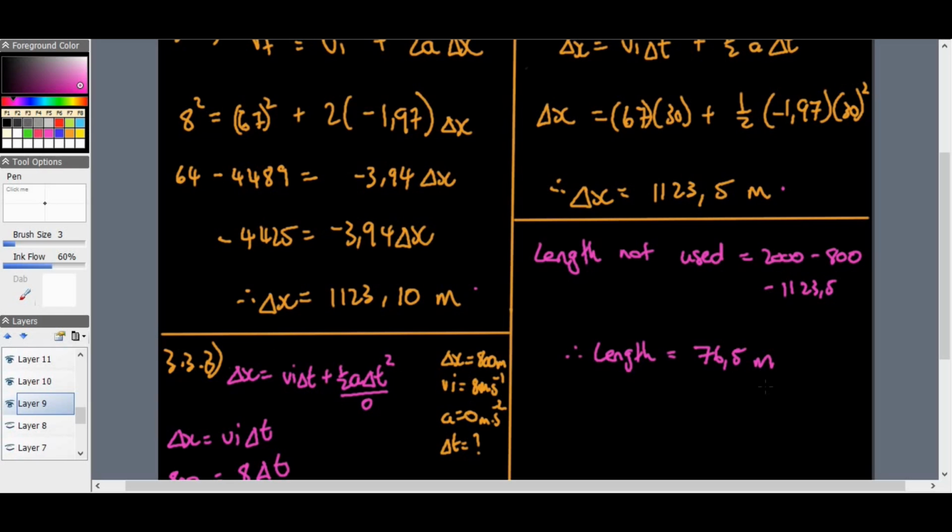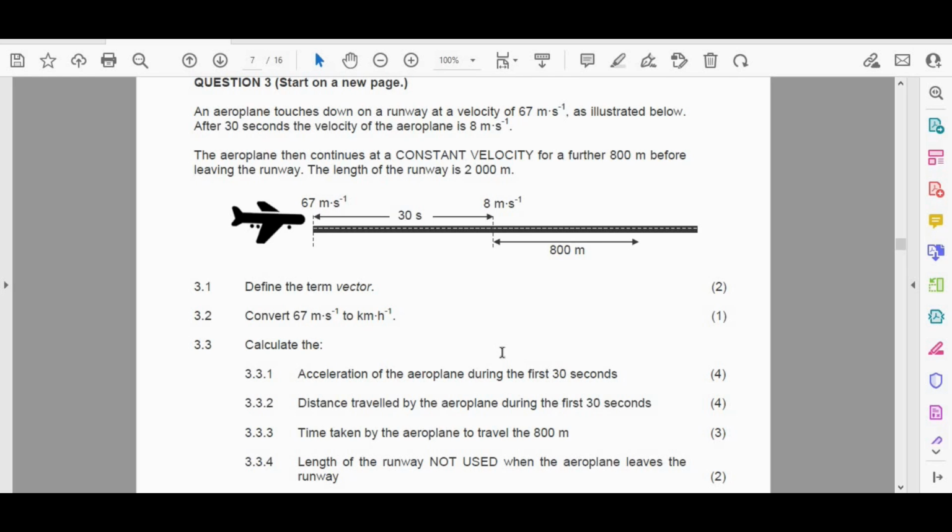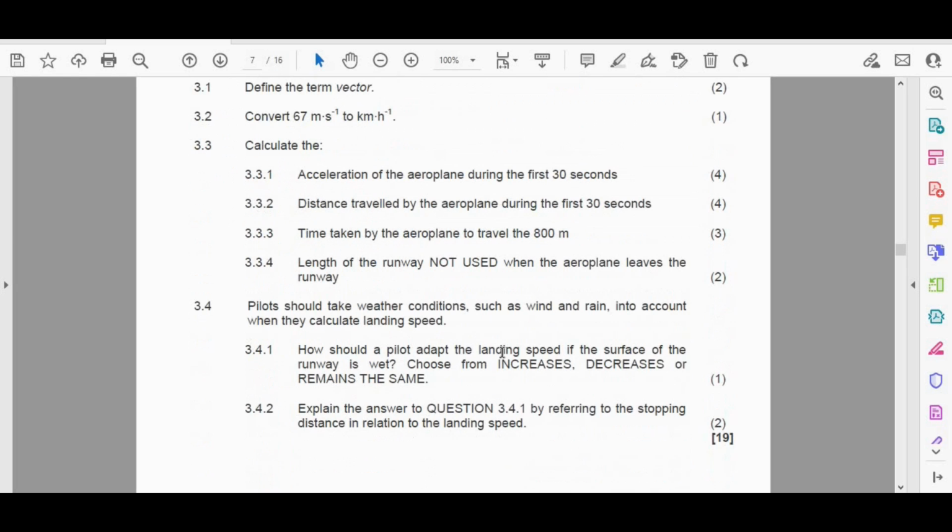Very nice question. This is a very nice question so far. We're not done yet. We still have 3.4 to go. This looks like more of a theoretical question. They say pilots should take weather conditions such as wind and rain into account when they calculate landing speed. 3.4.1. How should a pilot adapt the landing speed if the surface of the runway is wet? Choose from increases, decreases, or remains the same.